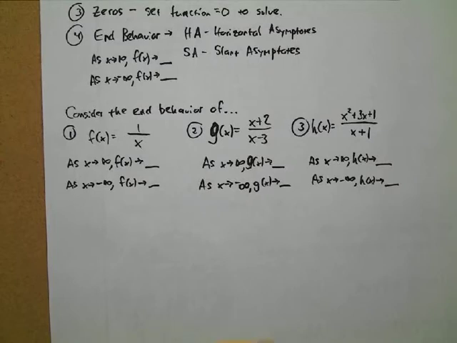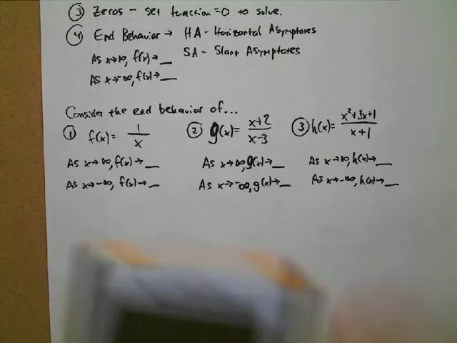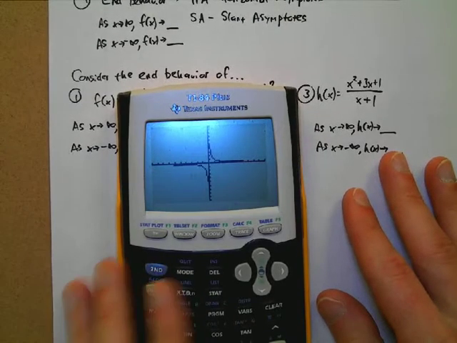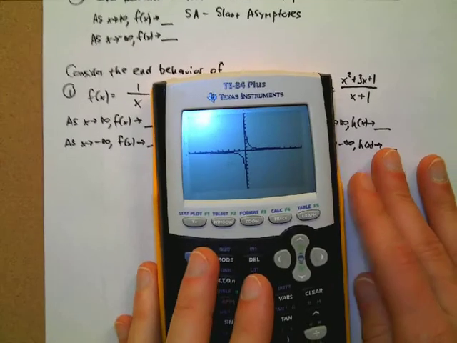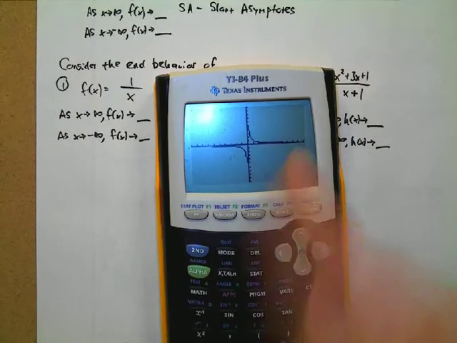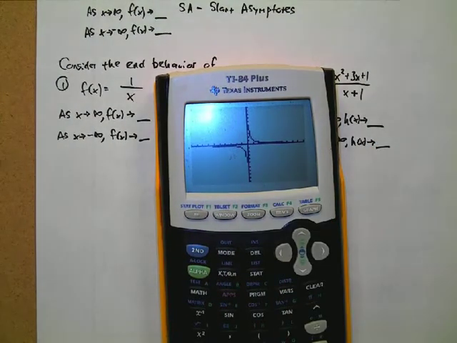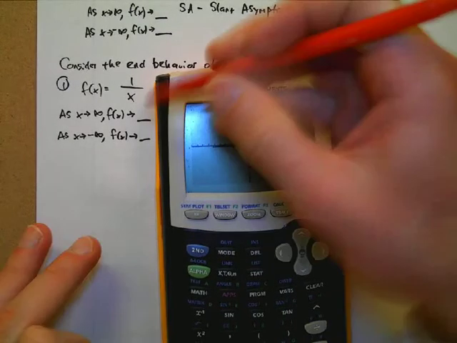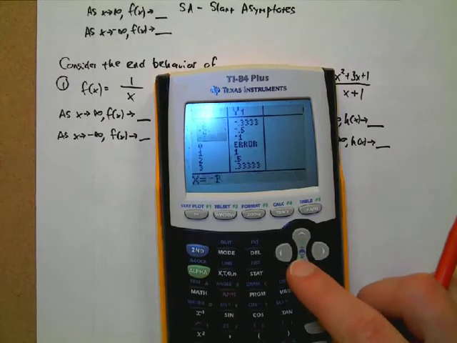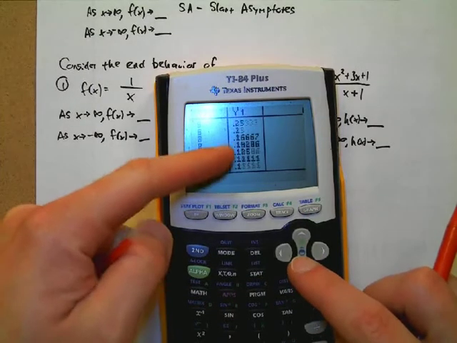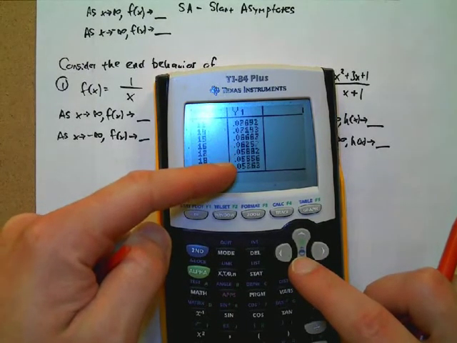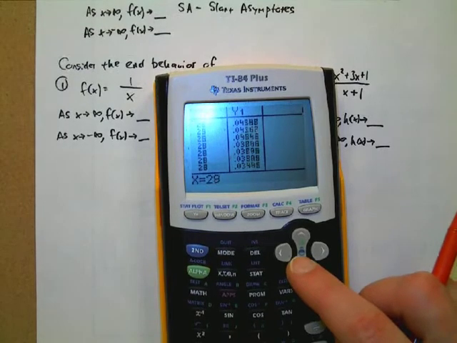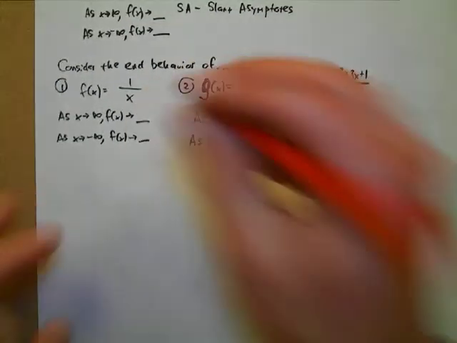Well, here's 1 over x. Okay, there it is. As I go really far to the right on my curve here, what y values are you approaching? Zero. It's going down and down and down, right? If you don't believe me, go to your table, and you can see here that our y values are getting lower and lower, but they're never going to go negative. And so it goes to, yes, zero there.